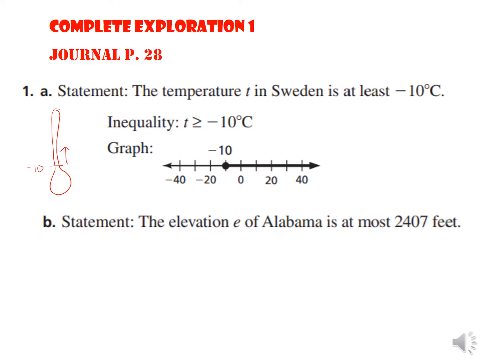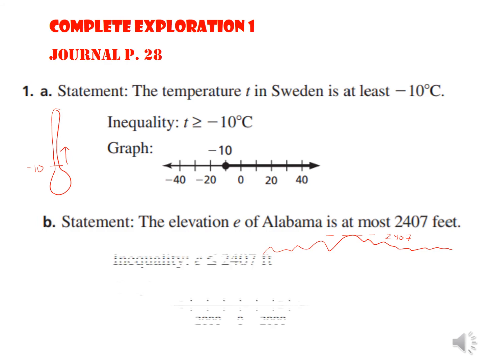That sounds cold. B is the elevation of Alabama. So I'm assuming that Alabama has a lot of different elevations throughout the state. But what they're saying is that the highest point, at most, the highest point of elevation is 2,407. And so we would draw that and write that like that. It's going to be less than or equal to.